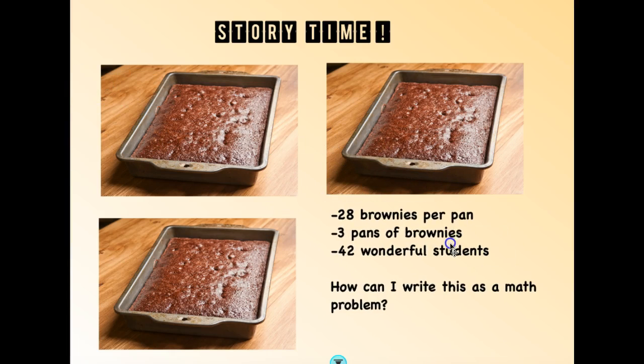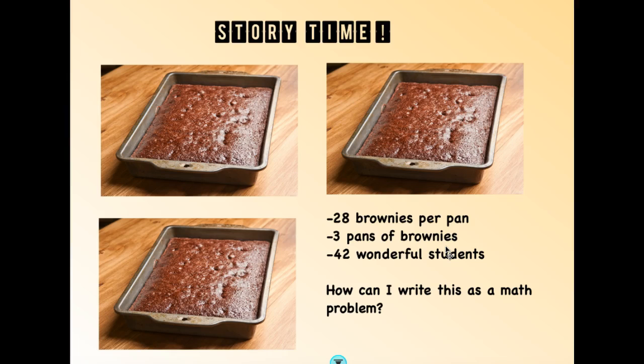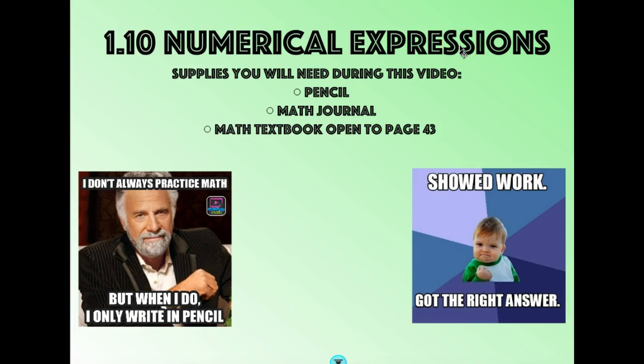So I put all these facts together and I thought, how can I make this a math problem? If I had 28 brownies per pan, 3 pans of brownies, and 42 wonderful students, how could I figure out how many brownies each student gets? Well, what we're going to be working on today is coming up with numerical expressions to help us figure out problems like this. So, our lesson today is on numerical expressions.